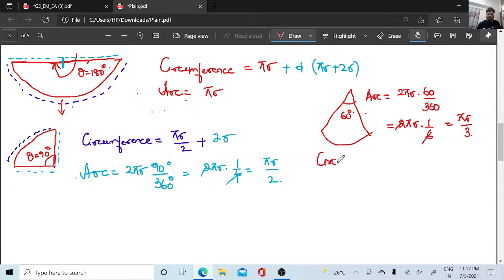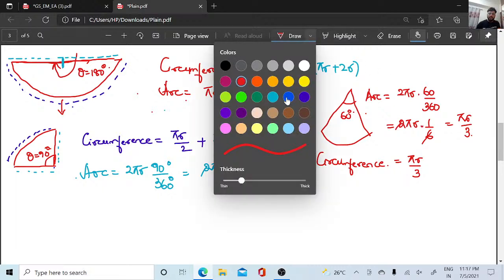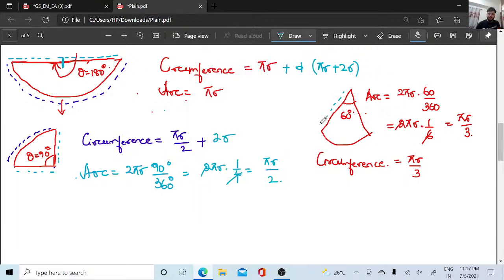And what will be my circumference here? My circumference for 60 degrees, what will that become? My arc itself, so this is going to be pi r by 3, and how many radii do I have? Am I not having two radii here? Yes, I am having two radii. So add them: pi r by 3 plus 2r.